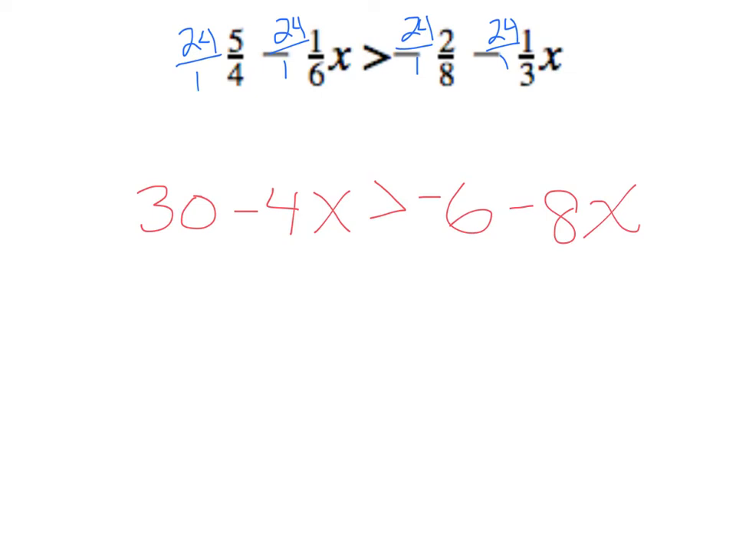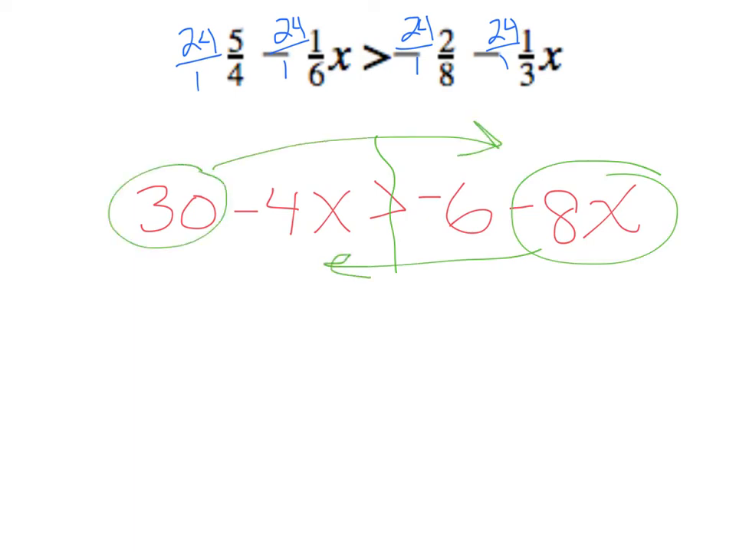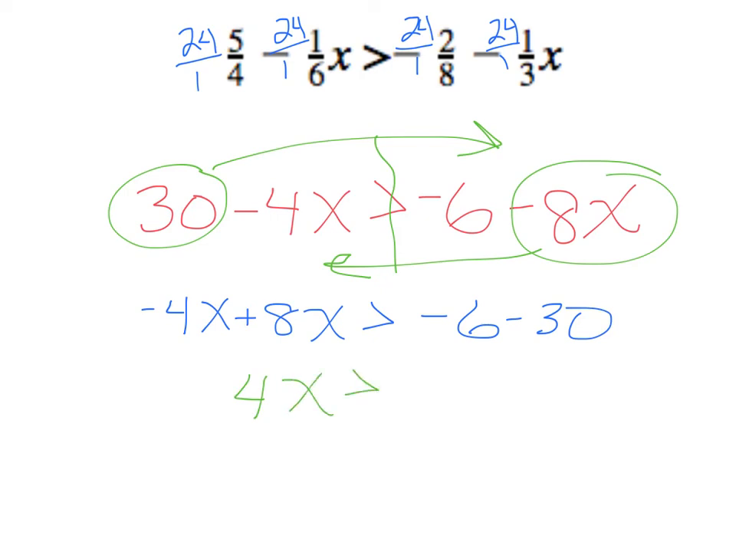Now in red, this is the same thing as this. They're in proportion to one another. The only difference is this one does not have fractions. So with this, we're going to go letters left, numbers right. So this would become negative 4x plus 8x, inequality, negative 6 minus 30. So this becomes now negative 4 plus 8 is 4x, inequality, negative 6 plus negative 30 is negative 36.